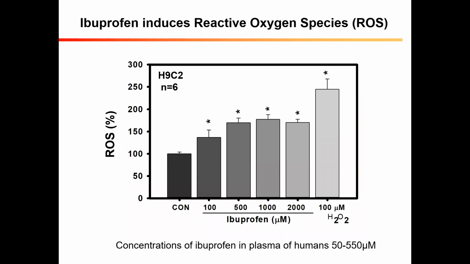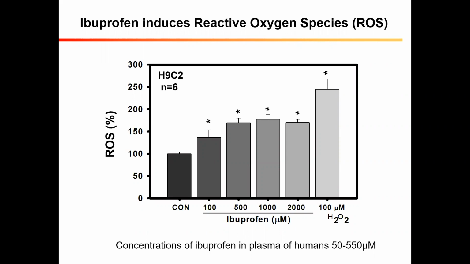So one of the first studies we did was to see, does ibuprofen cause stress in the cells? And this is ibuprofen on H9C2, which are cardiac cells. And what we found was that ibuprofen at physiologically relevant concentrations increased ROS significantly.